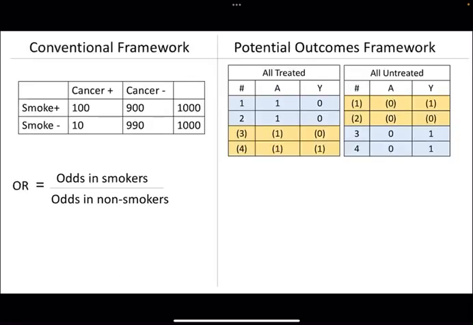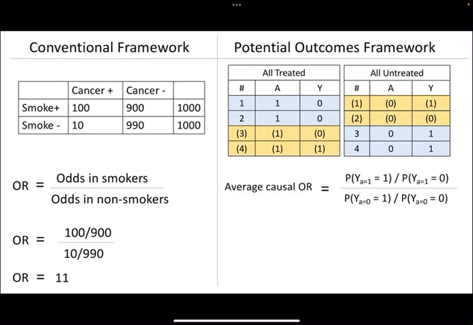So comparing how the conventional framework and potential outcomes framework would go about this, the conventional one is now just looking at the odds in the smokers. So that 1,000 at the far right margin is no longer in play the way it was with the relative risk and the risk difference. Now it's an odds, so it's 100 divided by 900. And then in the denominator, we have the non-smokers, so we have 10 divided by 990. And that comes to an odds ratio of 11.